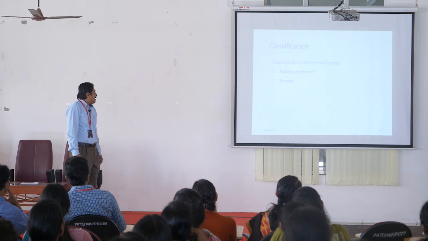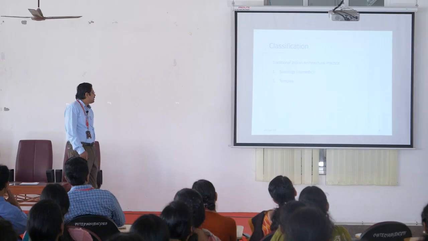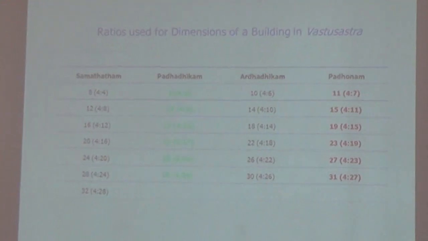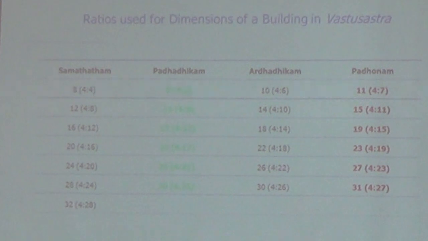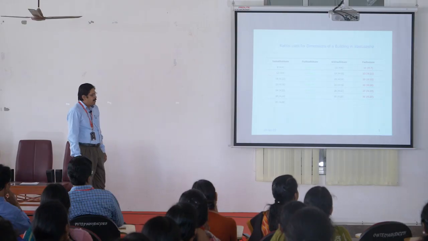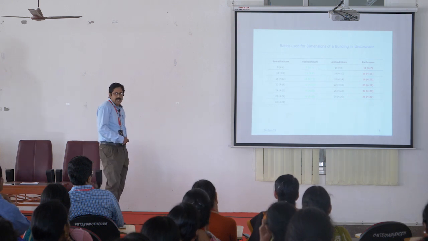The traditional Indian architectural practice is classified into two, one for buildings and the other one for temples. These are the ratios used for dimensioning a building in Vastu Shastra. See, the ratio starts from 4:4, then it goes on 4:5, 4:6, etc., up to 4:28. And Vastu Shastra recommends this particular group, which is named as Padadikam, that is 4:5 to 4:25, for dimensioning the buildings. And the values which are not in this group are not at all recommended.